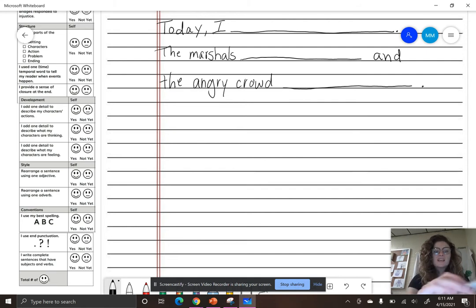Your next sentence, keep talking about your characters. Keep talking about the actions of your characters. Tell me your problem. What was that angry crowd doing? Today, I blank. Tell me what Ruby did. She stopped in the middle of the crowd and she prayed. Tell me what the marshals were doing. What was the angry crowd doing?